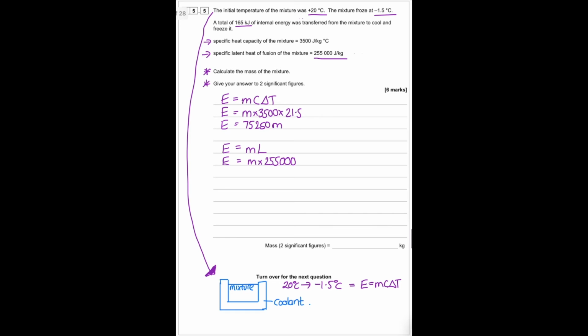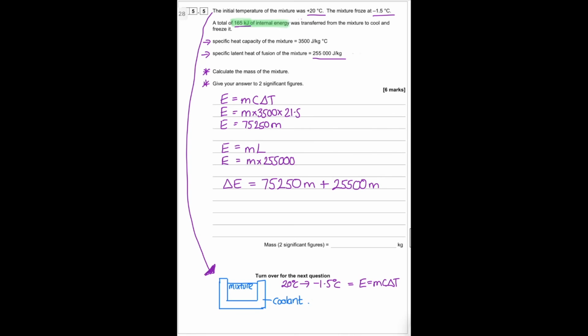So the overall change in energy, therefore, is going to be the amount of energy that was needed for it to change temperature from 20 degrees Celsius to minus 1.5 degrees Celsius, which we worked out at 75,250 times the mass, plus the amount of energy that was needed for the change of state. So that was 255,000 times the mass, and that is the total internal energy that was transferred.